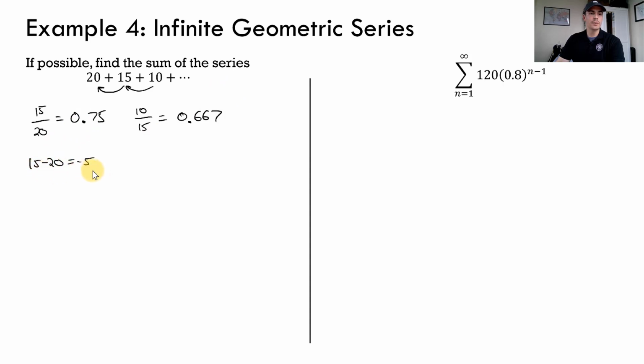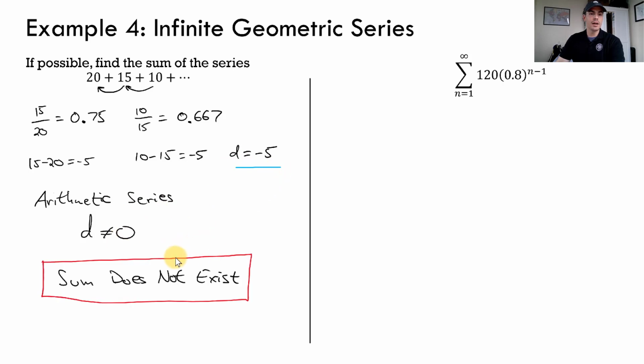Instead, we can see that we have a d value of -5. We actually have an arithmetic series. And for an arithmetic series, unless my d value is equal to 0, which in this case it's not, right? It's -5. Then our sum does not exist. So for an infinite arithmetic series with a d value of anything other than 0, the sum does not exist.